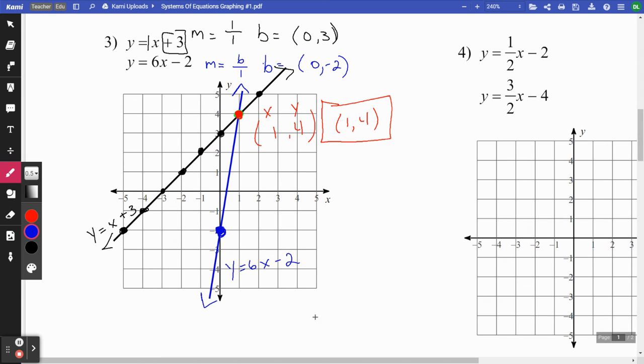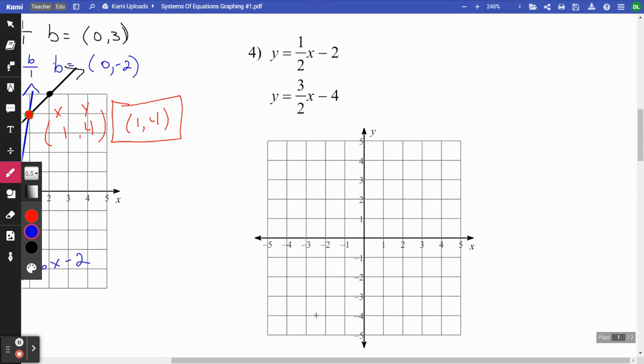All right, so looking at our last example that we'll look at today, problem number 4. We identify for the first one our slope, which again is the coefficient of x. The slope is the coefficient of x. It's not x, it's the coefficient of x, right? It's 1/2, which means I'm going up 1 and to the right 2, or the opposite. I'm going down and to the left. And my y-intercept is 0, -2. So I graph these, 0, -2.